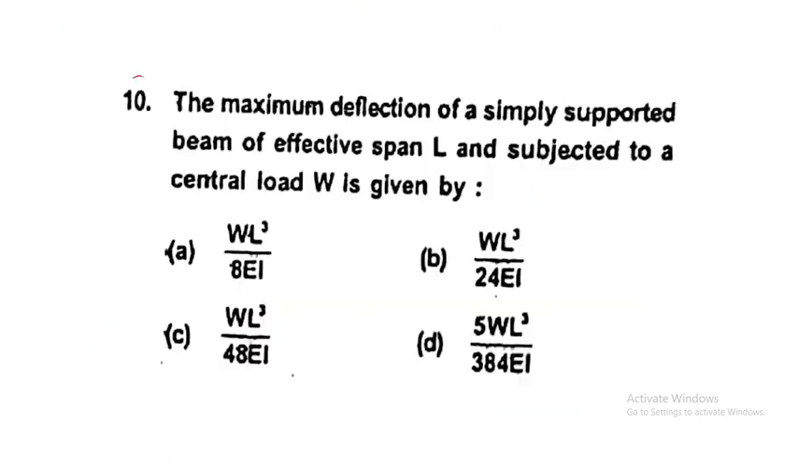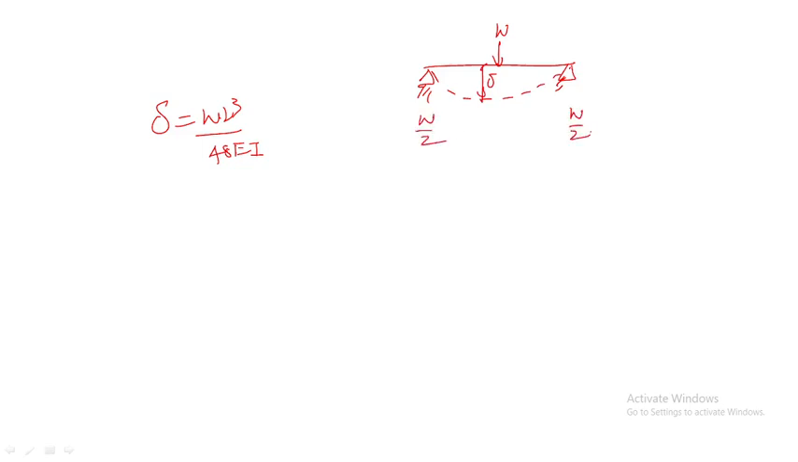Next question, question number 10. The maximum deflection of a simply supported beam of effective span L and subjected to a central load W is given by, right? The deflection is WL³ divided by 48EI, because this is a beam with a point load at the center. This is the elastic curve, and this is the deflection. Support reactions are W/2 and W/2.